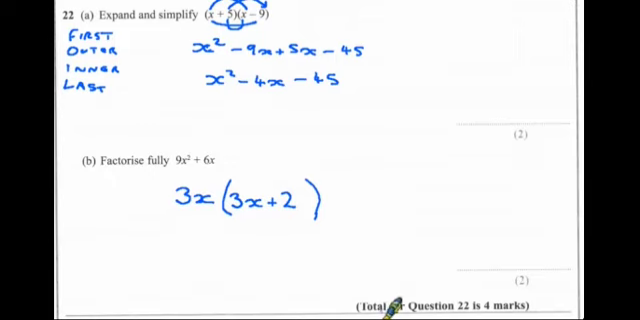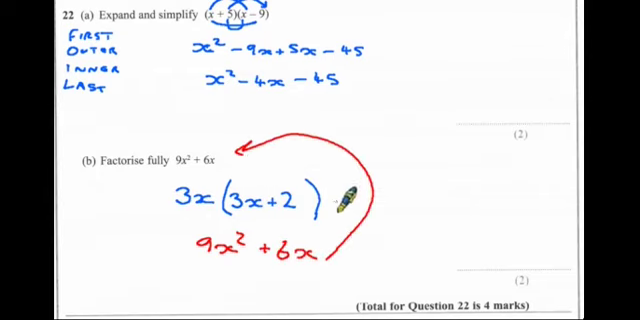So I have 3x, open brackets, 3x plus 2. If you're not sure of your answer, you can always re-multiply the bracket back out again to see where you end. In other words, 3 times 3 is 9. x times x is x squared, plus 3 times 2 is 6x. There, we are back where we started. Therefore, our answer is correct.